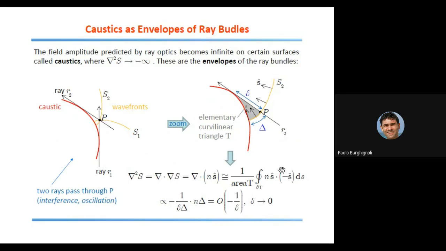Why are we interested in the flux? Well, because, as you know, the divergence is locally the ratio between the flux of the vector and the area of the domain on which you calculate the flux. Okay, so the area of this gray triangle. Now, the area of this gray triangle is of the order of the product of the length of the two sides, delta and capital delta.